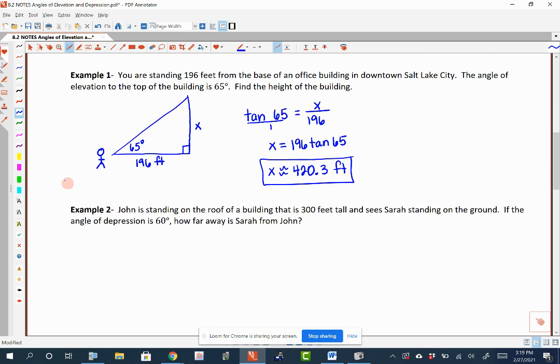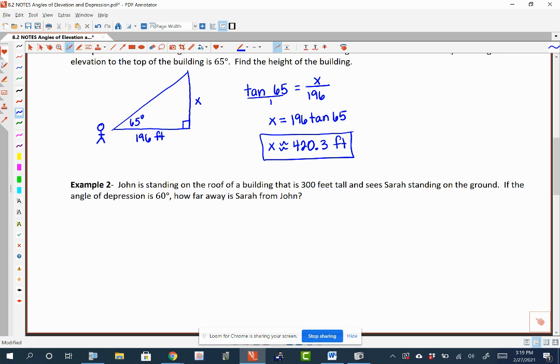Let's try it again on example 2. John is standing on the roof of a building that is 300 feet tall. So here's my building, and it's 300 feet tall. John is on the top of this, and he sees Sarah standing on the ground. So let's say Sarah is over here. He sees her from the top of the building, so his line of sight takes him down to her. If the angle of depression is 60 degrees, how far away is Sarah from John?